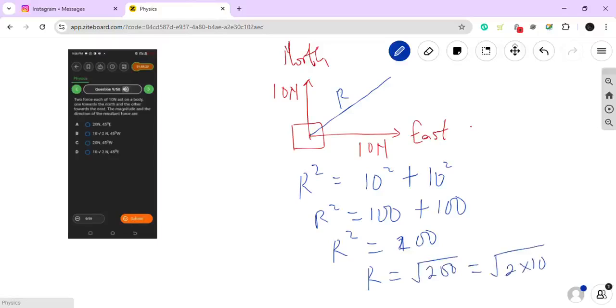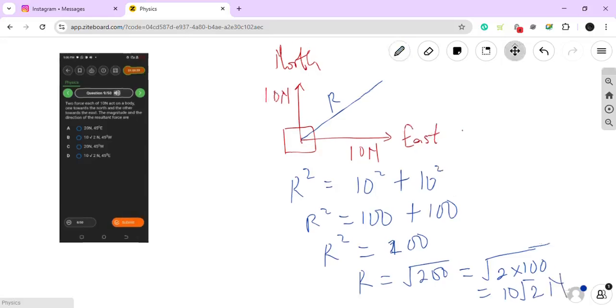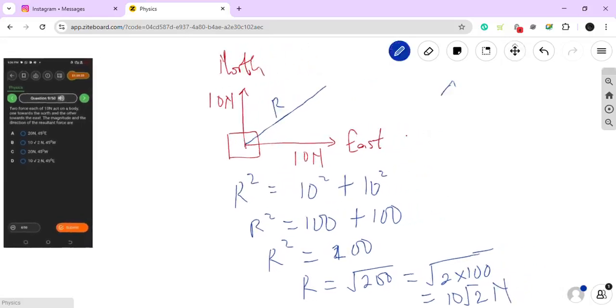So the square root of 200 is the square root of 2 times 100. I'm using surd now. So the square root of 100 is 10, then root 2. Don't forget this in surd. So we have 10 root 2. Now the next thing that you need to look for is the direction. If you want to pick the direction, it must always be the angle between the resultant line and the horizontal. So I'm talking about this angle. Let me call it alpha. This is the resultant and this is the horizontal line. So you are looking for alpha.